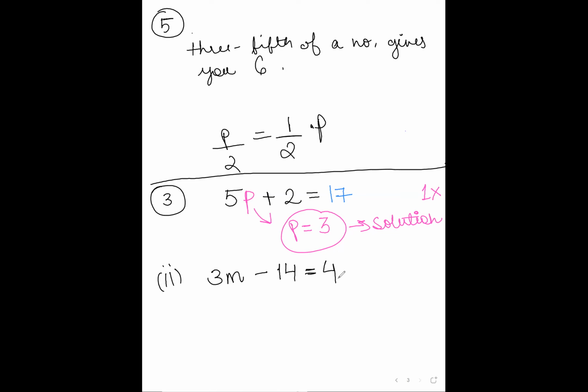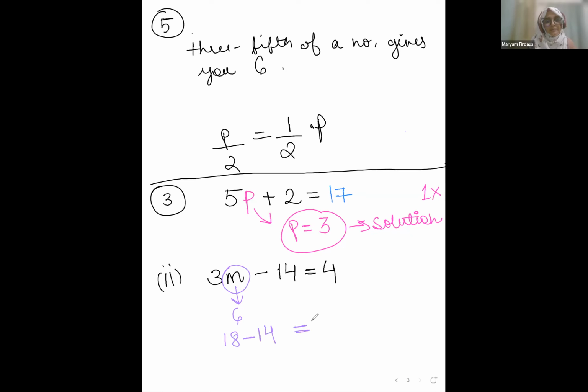3 multiplied by M minus 14. Yes, so M will be equal to 6, because then the left hand side will become 3 multiplied by 6, which is 18. 18 minus 14 will give you 4. Okay, very good. So you understood now how to do this by trial and error method?